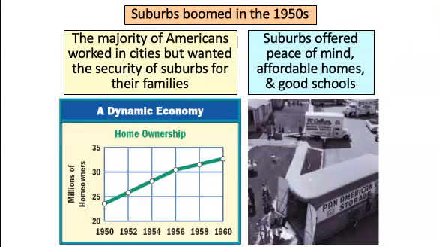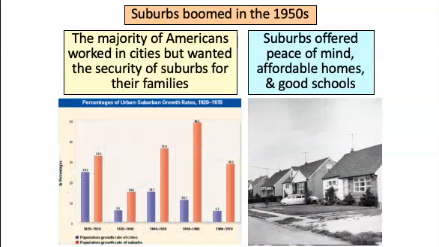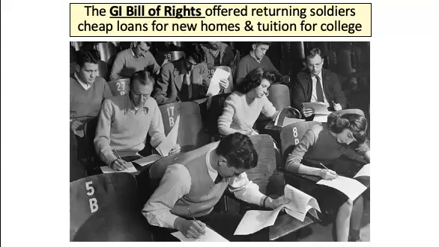Now, the suburbs in the 1950s are going to boom. The majority of Americans are going to work in cities, but they're going to want the security and the familiarity of the suburbs for their families. Suburbs are going to offer peace of mind, affordable homes, good schools, and people will flock there by the tens of thousands. Now, helping all this out was the passage of new laws, such as the GI Bill of Rights.